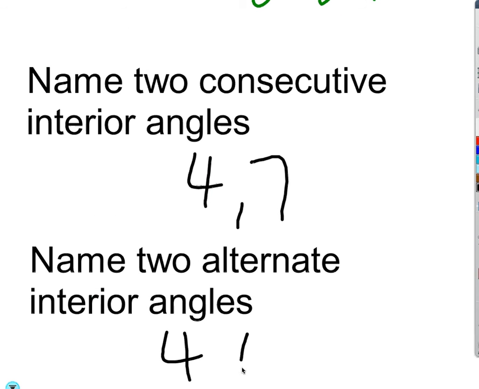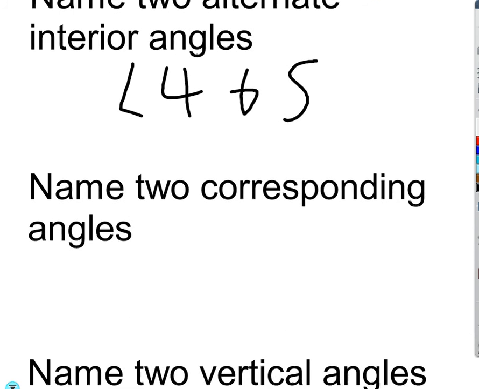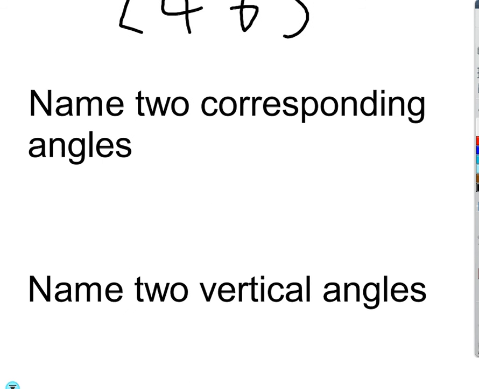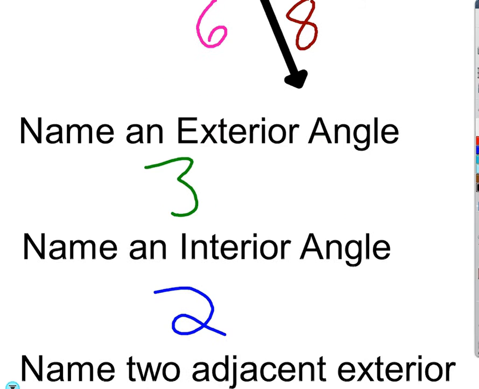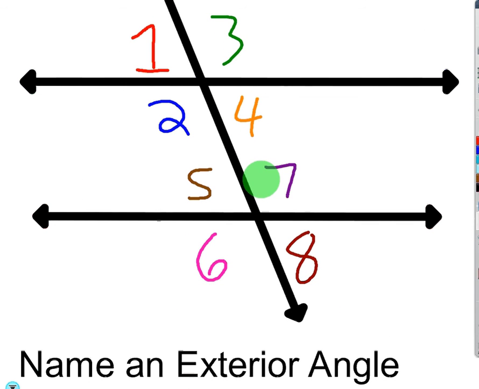There's just one more question. The last one is two. We won't do vertical because we've already done that. Name two corresponding angles. So two angles that are in the same position. Anybody? How about 3 and 7? They're both northeast of these intersecting points. You could also say 1 and 5, 2 and 6, or 4 and 8.